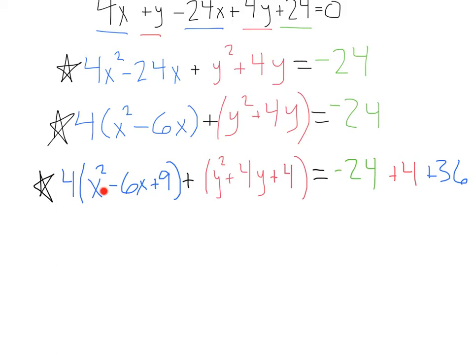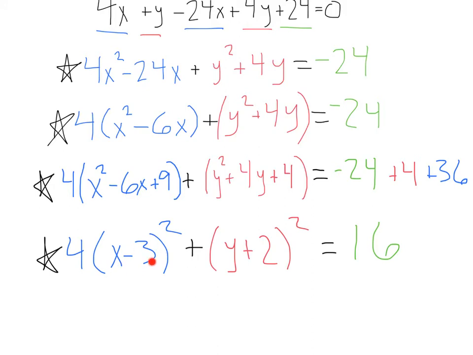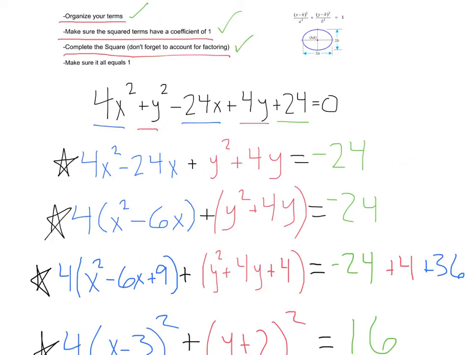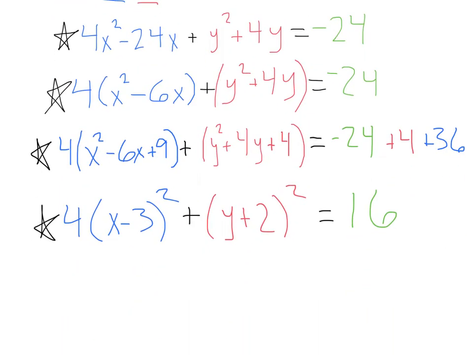From there, let's finish completing the square by rewriting these as perfect squares. Doing that, we'll get x minus 3 squared to represent our x's here, and we'll get y plus 2 squared to represent our y's here, and combining these, we'll get equals 16. Completing the square, check.